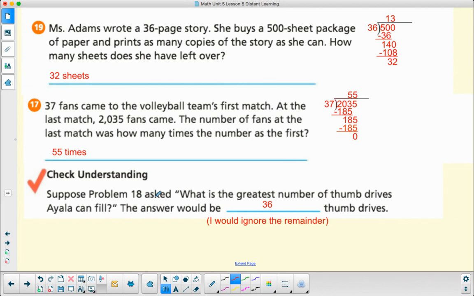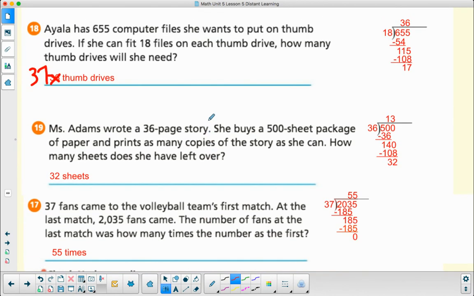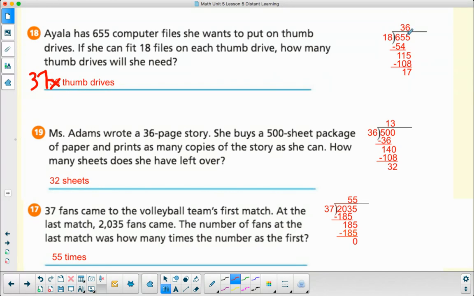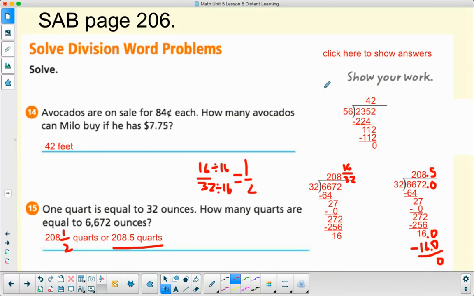Now, suppose problem 18 asks what is the greatest number of thumb drives Ayala can fill. The answer would be 36 thumb drives because I would ignore the remainder. These would be the 36 full drives, and I would ignore the 17 files. That wouldn't fill another drive. Now let's go back up and see what happened with this one.